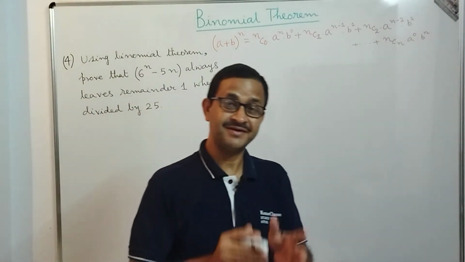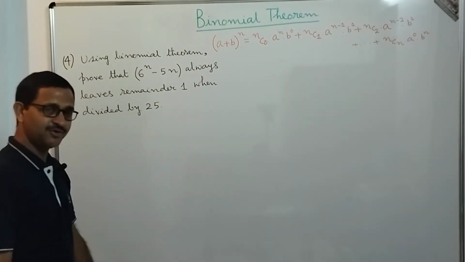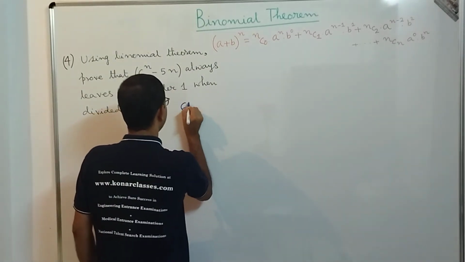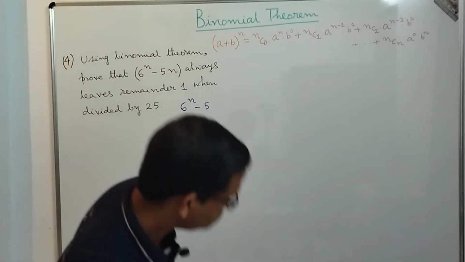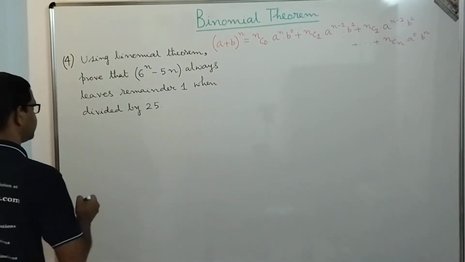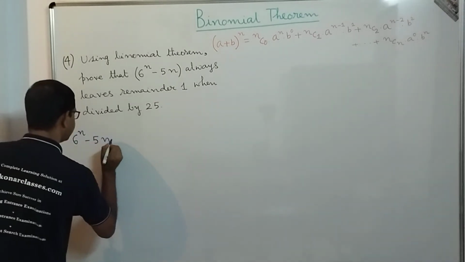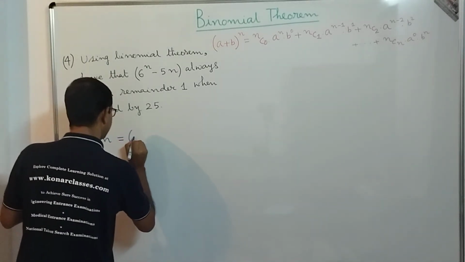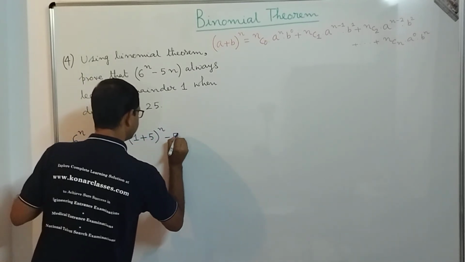What is most important is how to approach this question. Whenever the question mentions using binomial theorem, and what is that expression? 6 to the power n minus 5n. Okay, let me write in this place. 6 to the power n minus 5n. Sorry, dear students. So let's see 6 to the power n minus 5n. When we see this, what we can say is that 6 to the power n we can write as 1 plus 5 to the power n, minus 5n.